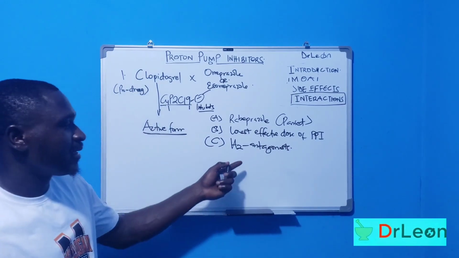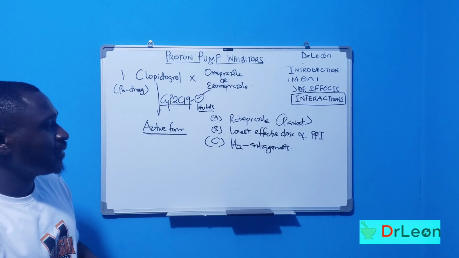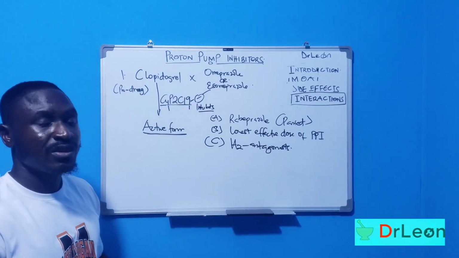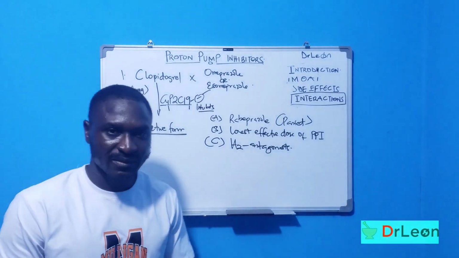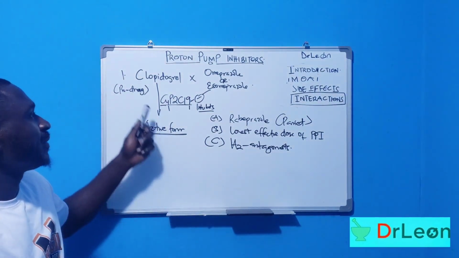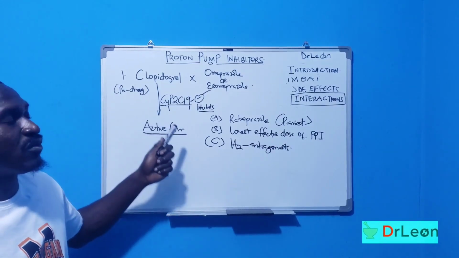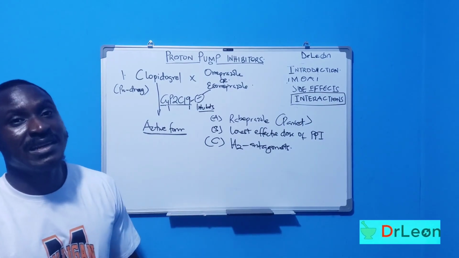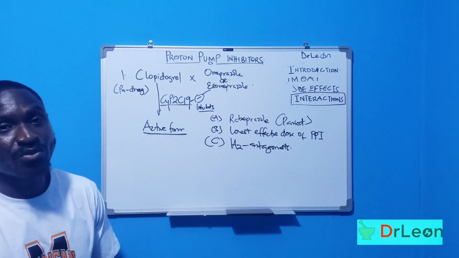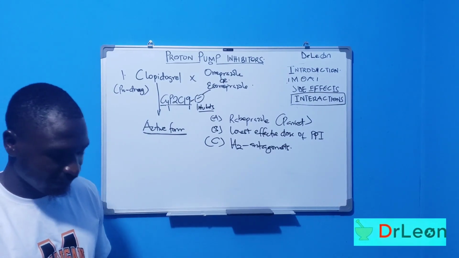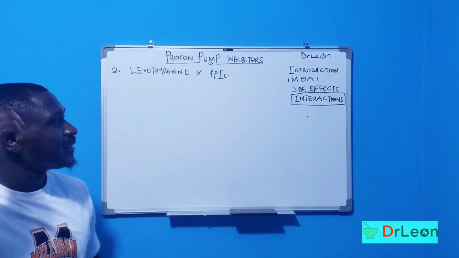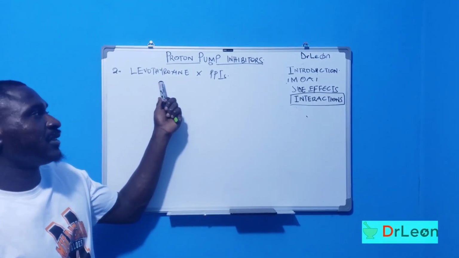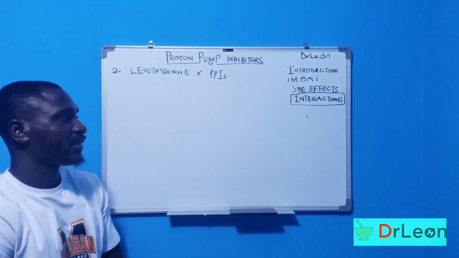So we came across this earlier. They don't have any effects on 2C19. They will be able to also inhibit acid production, but they wouldn't affect the activation of clopidogrel. But the only problem is, the H2 antagonists are less effective than the proton pump inhibitors. So the second interaction that we can also talk about is between levothyroxine and the proton pump inhibitors.